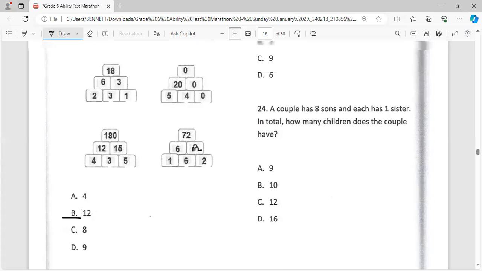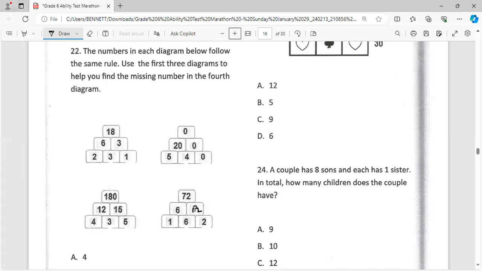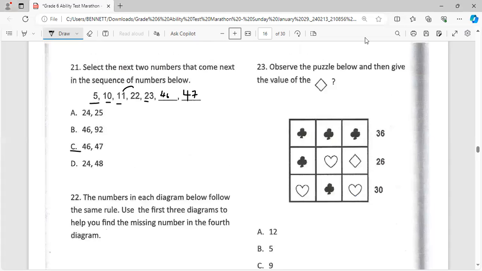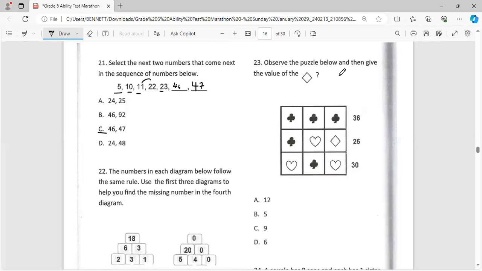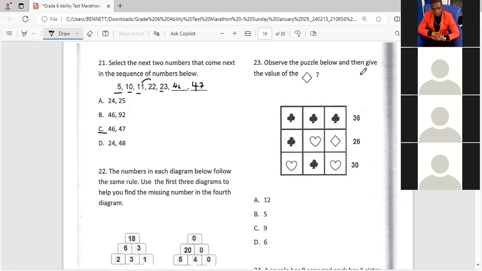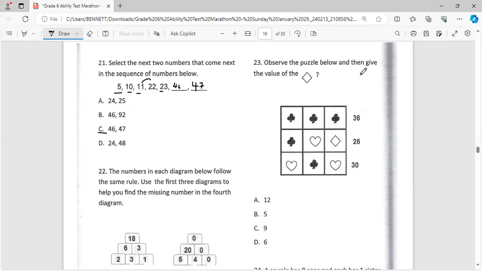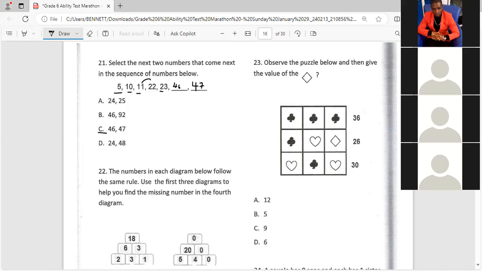So guys, we might go through this one a little bit faster. All right, observe number 23, guys. Observe the puzzle below and then give the value of the missing one. 12 subtract 30 is 28. 28 divided by 2 is 14. 14 plus 26. So figure it out, guys, and let me know what you guys think would be the answer.